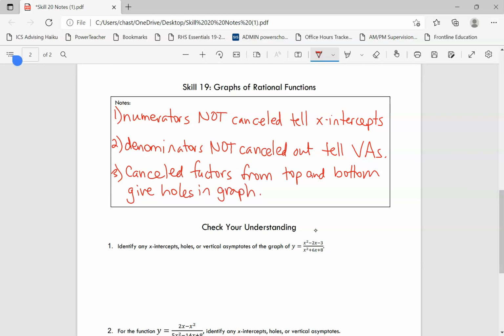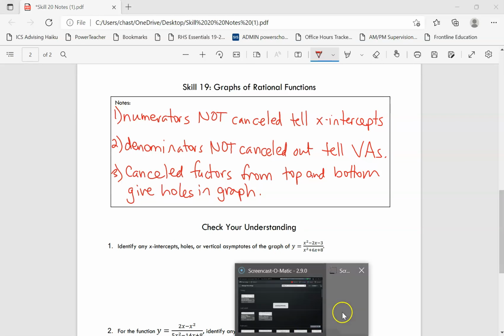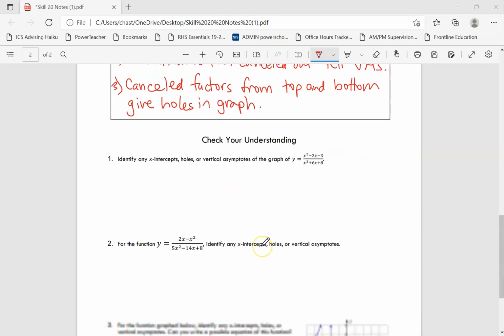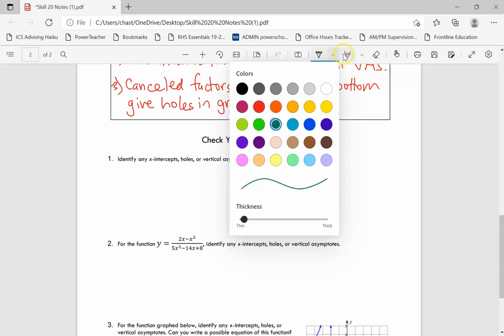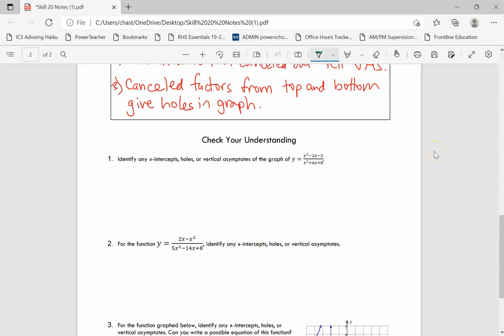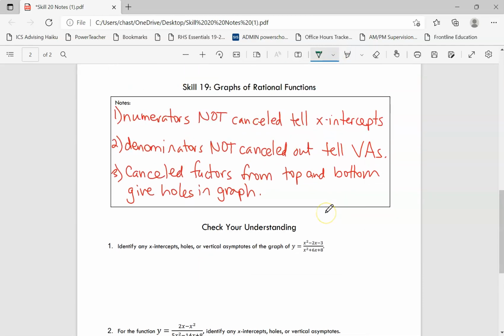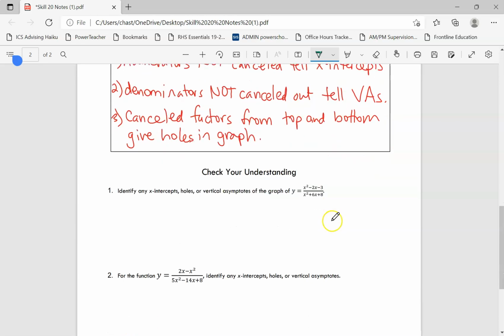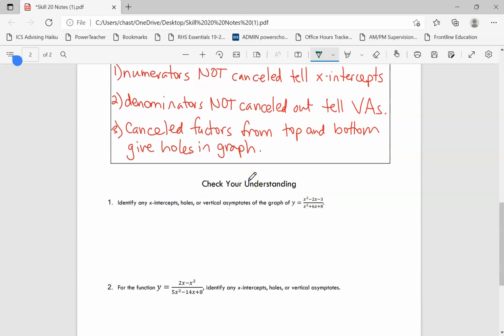Okay, so those are the key ideas. Those are the things you need to know. And so now what we're going to do is actually identify these things. So we're looking for x-intercepts, holes, vertical asymptotes. All right, so before we can do anything, factor first. Factor is a verb, okay? So make sure you factor everything first before you do any of those things.